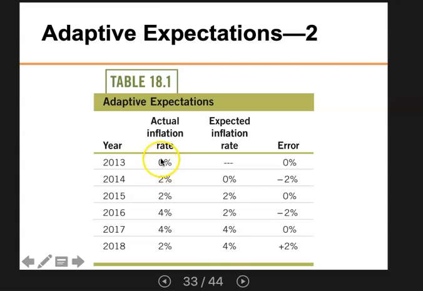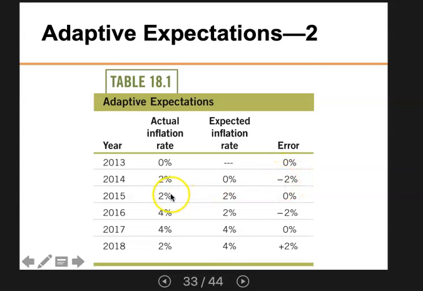So you started from 0, right? Now you're in year 2014, before the actual inflation rate is revealed, your expected inflation rate is adaptive, based on the previous experience. You expect that the inflation rate is going to be 0 in 2014 as well. But the actual inflation turned out to be 2%, right? When it turned out to be 2%, then there's an underestimate of inflation.